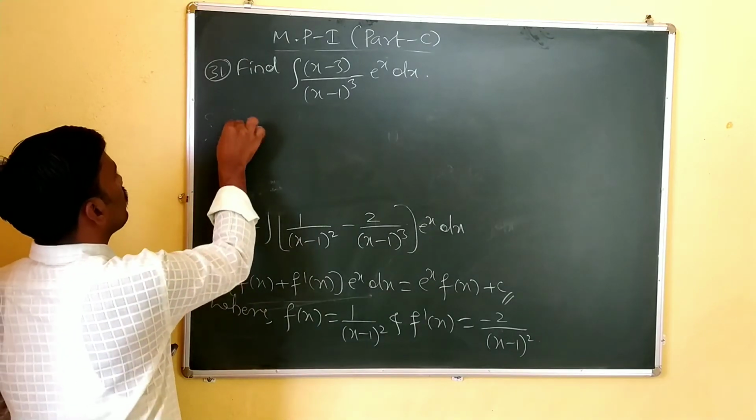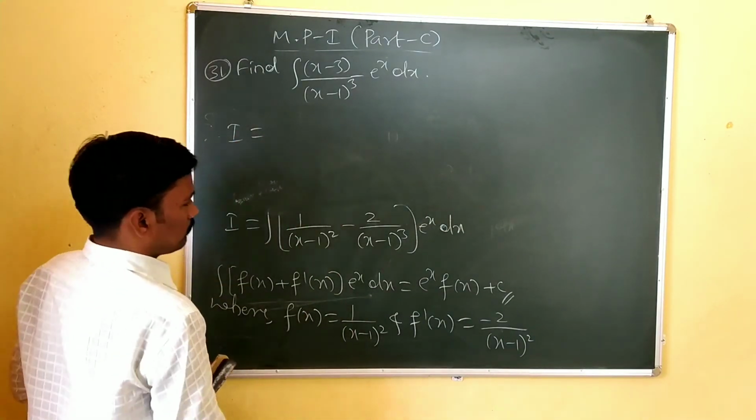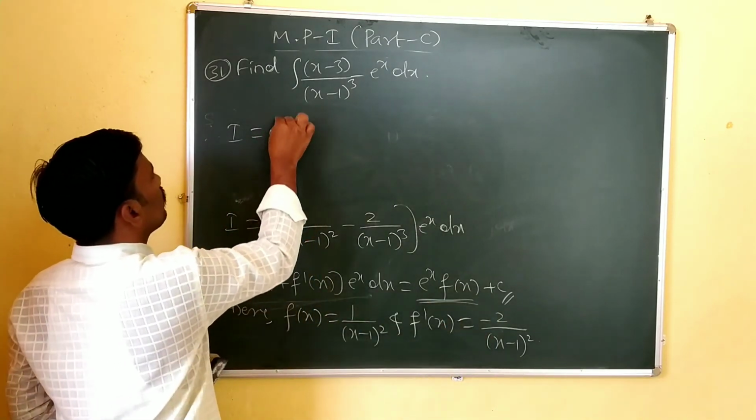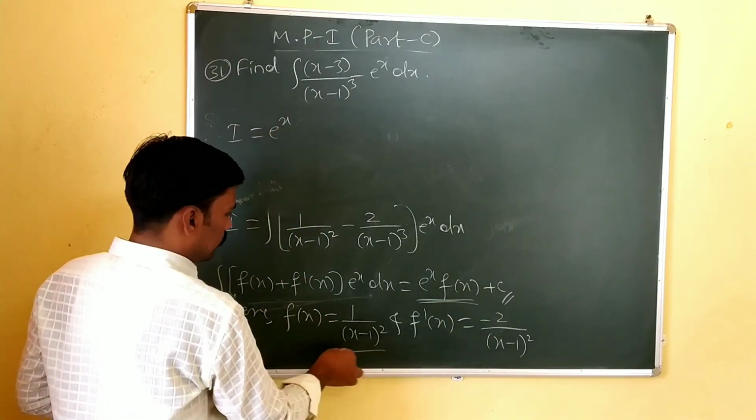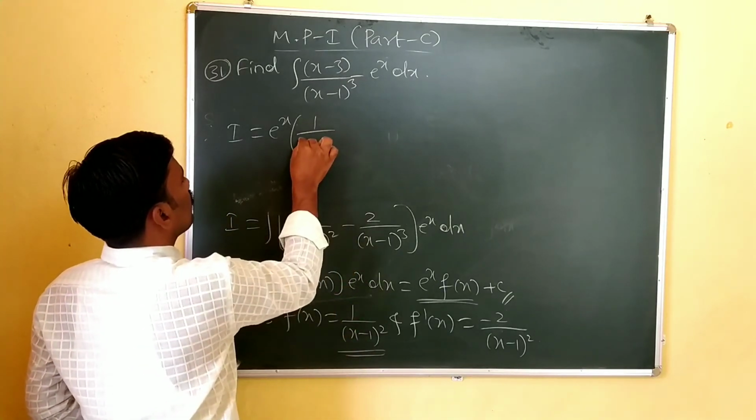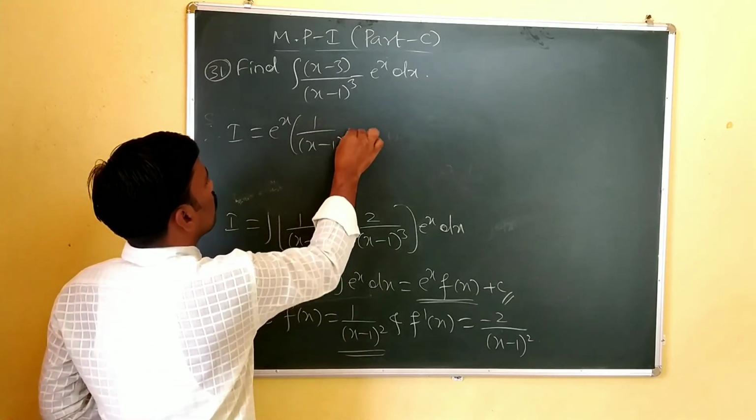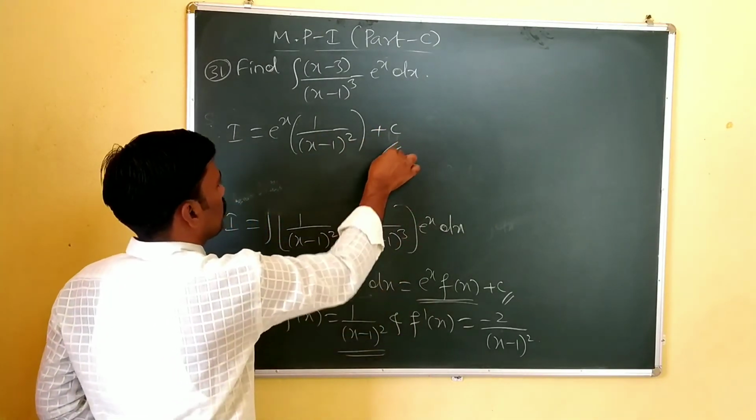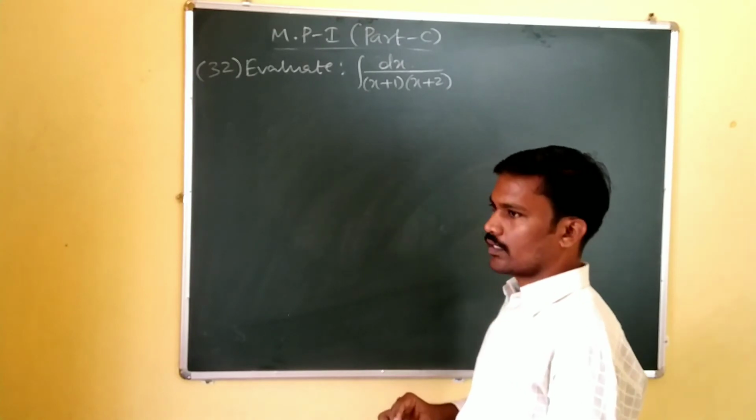Therefore, I is equal to e to the power of x into f of x. This e to the power of x into f of x is nothing but 1 by x minus 1 whole square plus c, which is the required answer. See the next question, number 32.